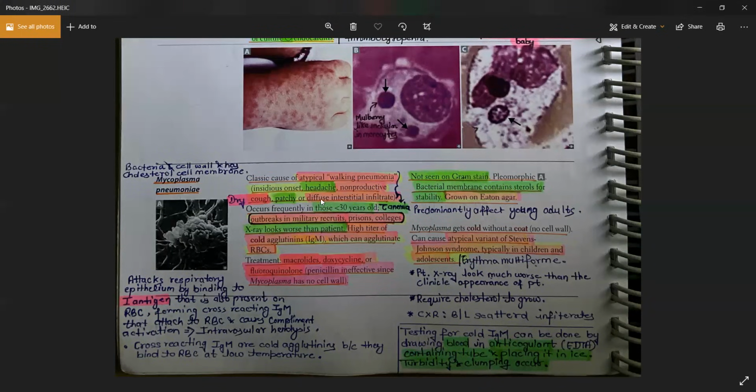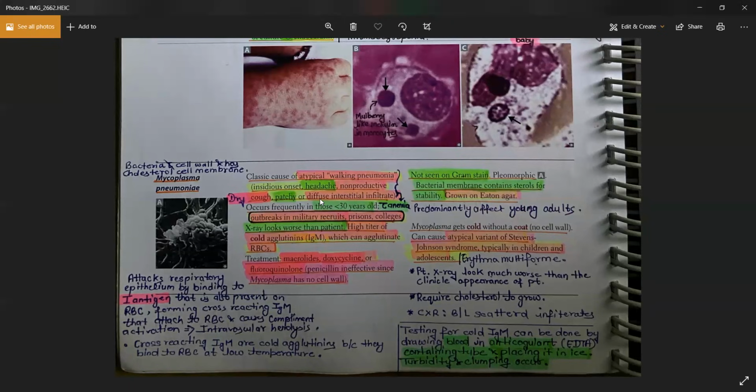Okay, and you need to know the most important age group is patients less than 30 years old, and generally they will give you a history of being a college student, or a student living in a dorm, or military recruits, because they live in very close contact. Outbreaks can happen in prisons, colleges, and military recruits, because it transmits through droplets, and these groups are living in very close contact, and that's why you will get outbreaks there.